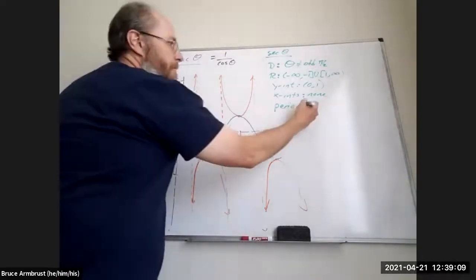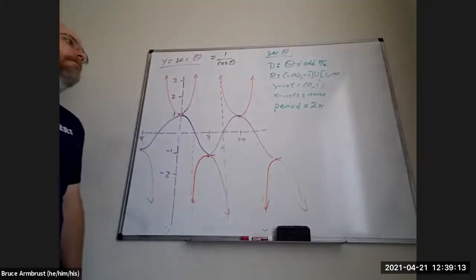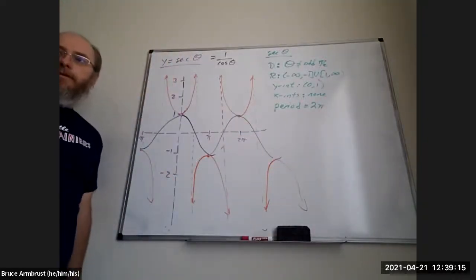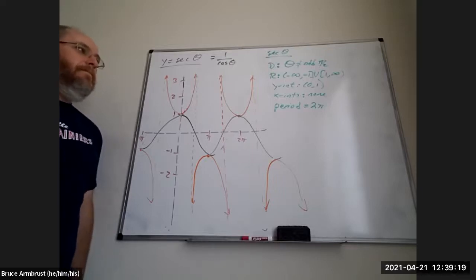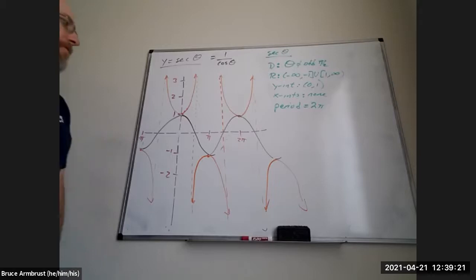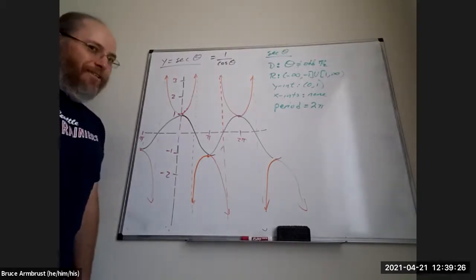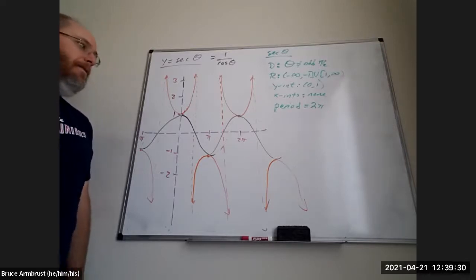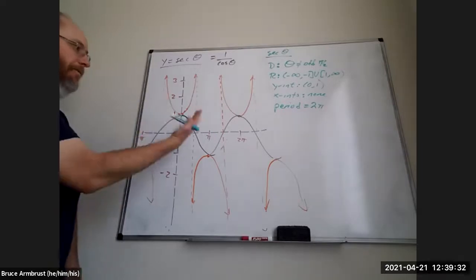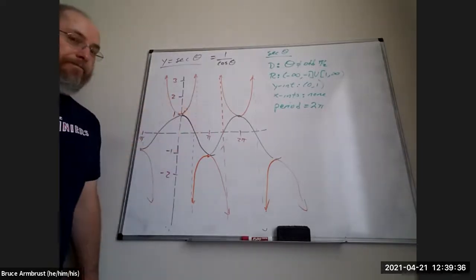So this one, its period is just like sine and cosine. It's also 2 pi. All right, so last question. Is it even or is it odd? Do we have folding symmetry or do we have rotating symmetry?